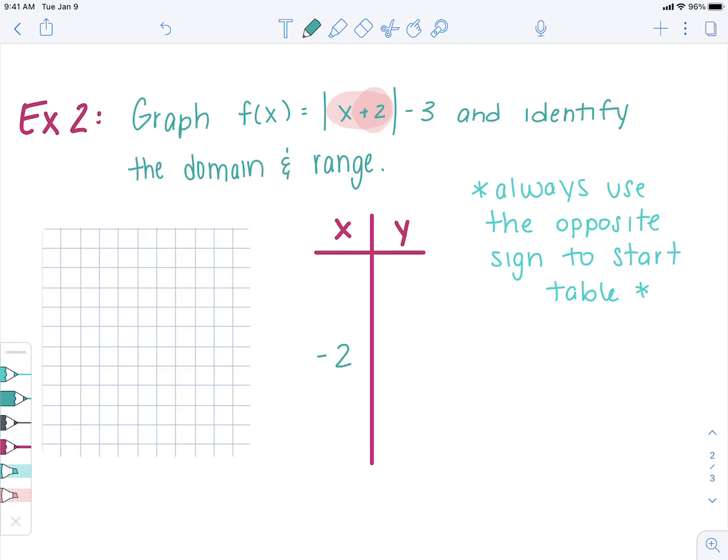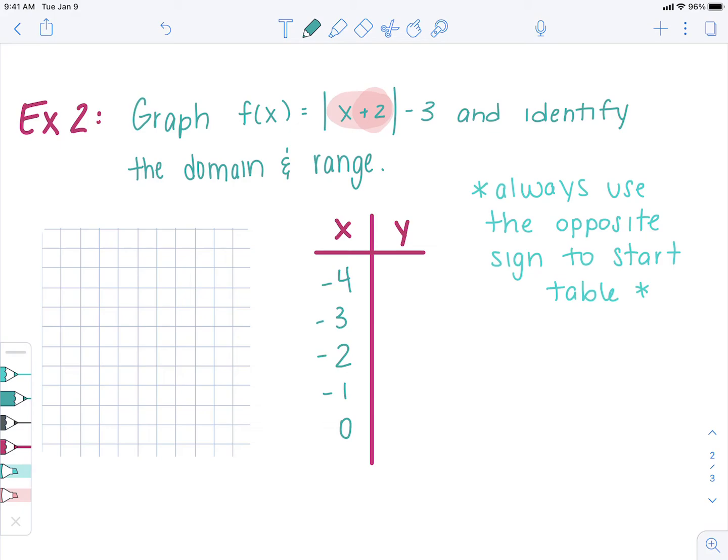And then I'm just going to pick numbers smaller than -2, so -3 and -4, and then bigger than -2 would be -1 and 0. Then I'm just going to plug in, and I'll be able to check myself, because I should have that pattern of numbers. My numbers should be the same on either side of my vertex.